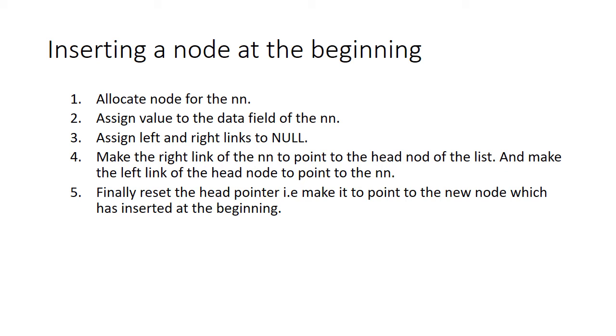Whenever you create a node in a doubly linked list, automatically that particular node will be created with three fields, and in the data field you are entering the data. Because it is the first node that you are creating, the left link as well as the right link will be initialized to null.